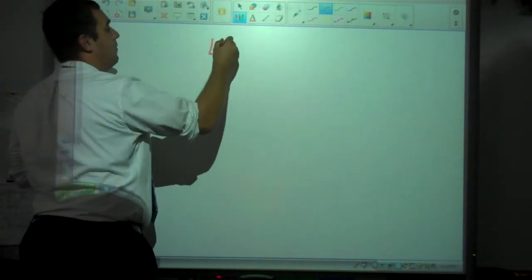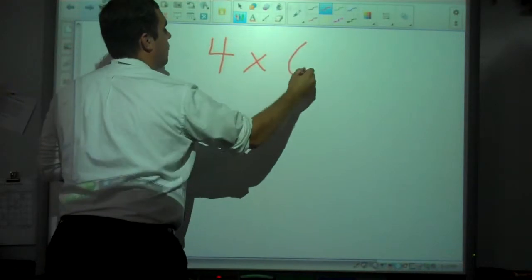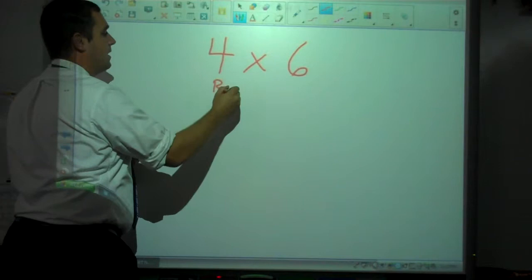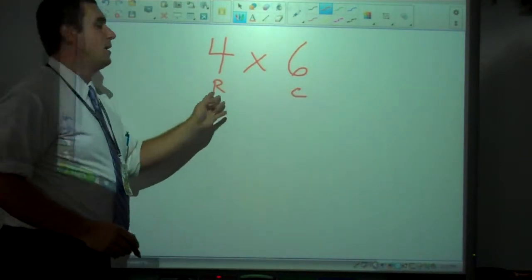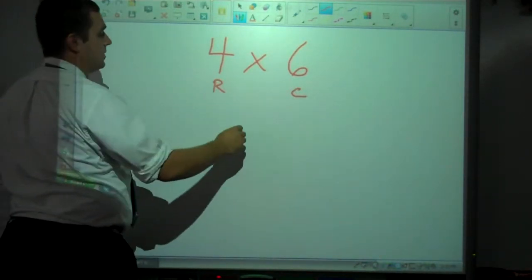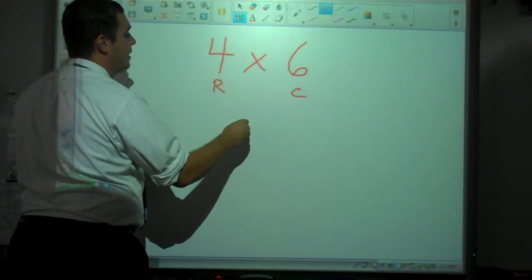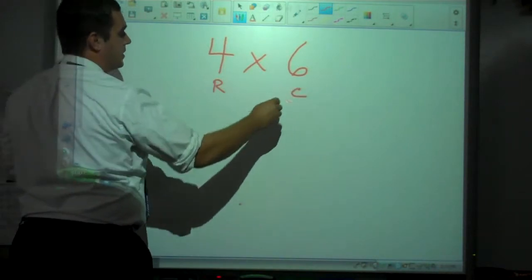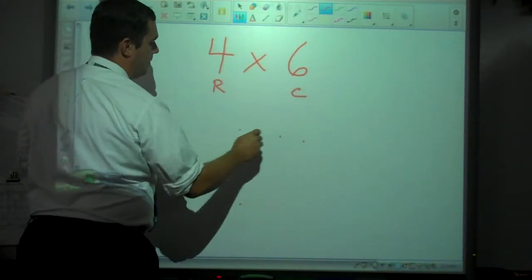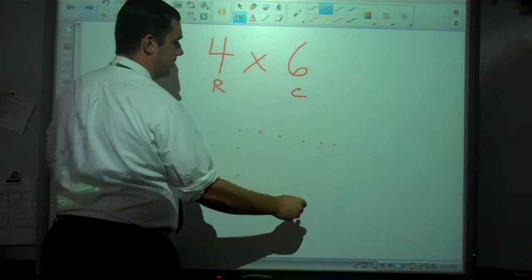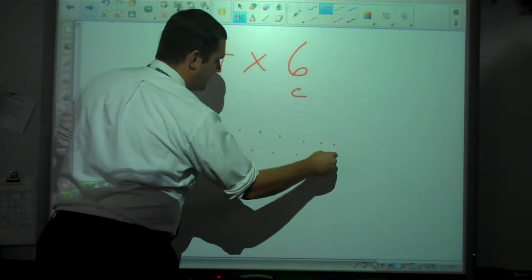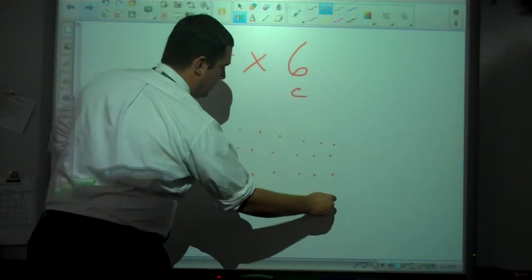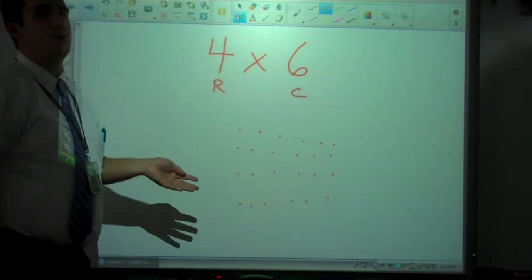If we have the opposite, they give you, let's say, 4 by 6, all right, you know that the 4 represents the rows and the 6 represents the columns because we're naming it 4 by 6, rows by columns. So I'm just going to do small dots here. It would be 4 rows, 6 columns, 1, 2, 3, 4, 5, 6. And then we can fill in the empty spaces all the way down to successfully make a 4 by 6 rectangular array.